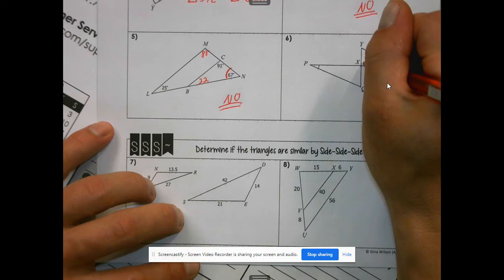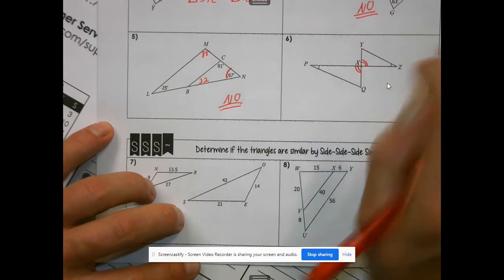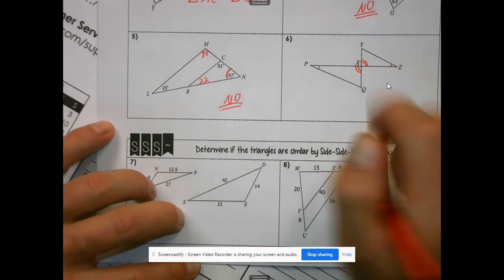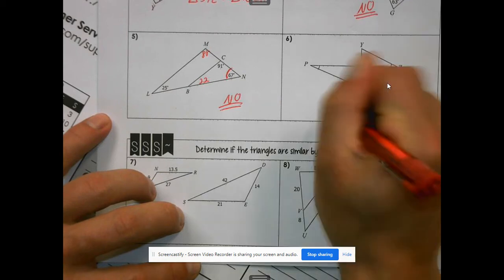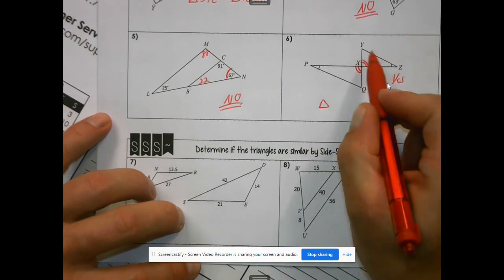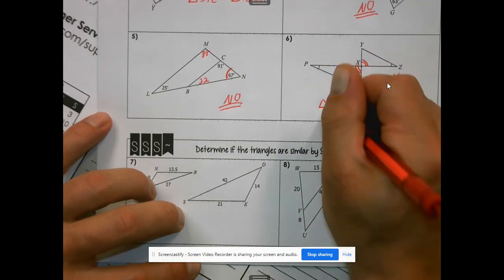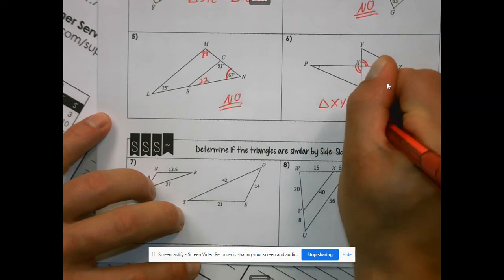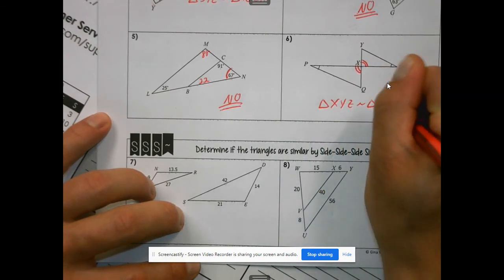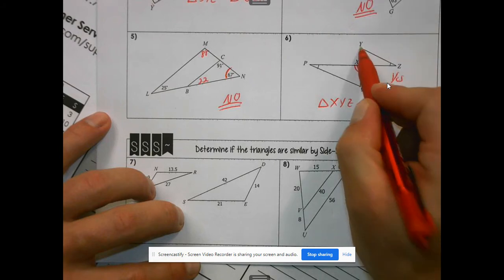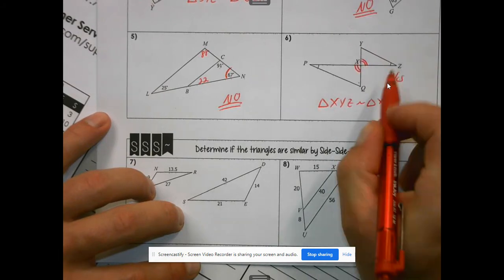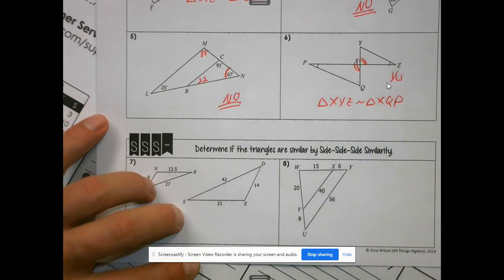Number 6, I got the vertical angles in the middle. There's another set of congruent angles, so this is a yes. Similarity statement. Guy up top, let's go XYZ. X matches with X. Y matches with Q. And Z matches with P.